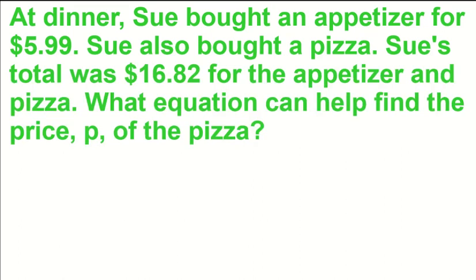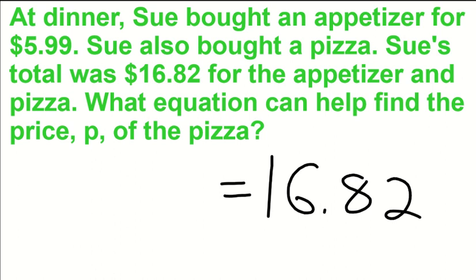All right, for something a little different, need an equation here. At dinner, Sue bought an appetizer for $5.99. She also bought a pizza. Sue's total was $16.82 for the appetizer and the pizza. What equation can help find the price P of the pizza? Since it gives you Sue's total, I want your equation to have it equal to $16.82, okay?